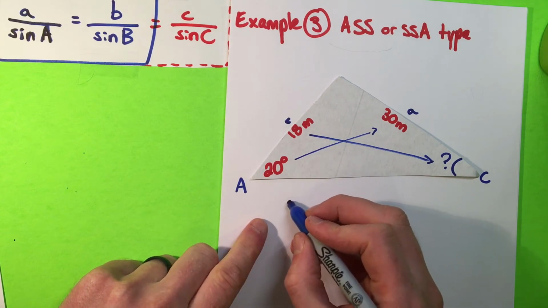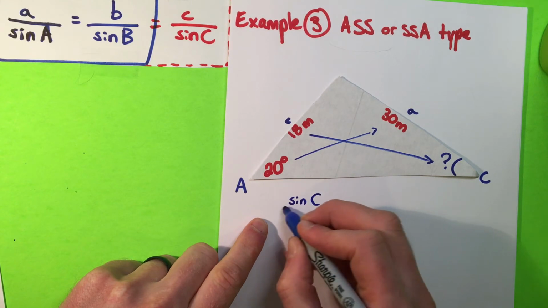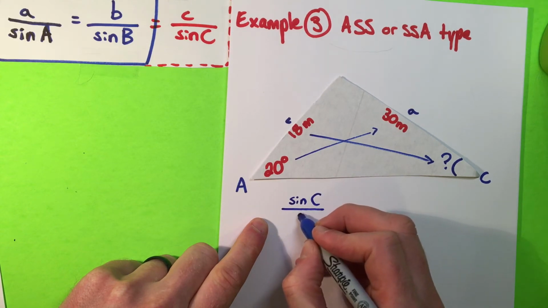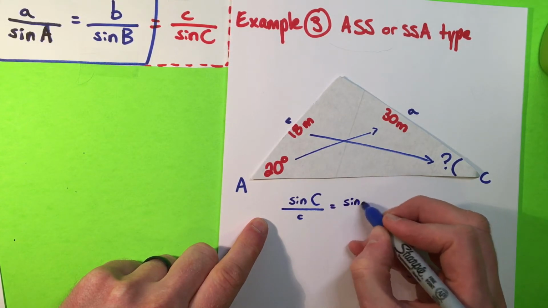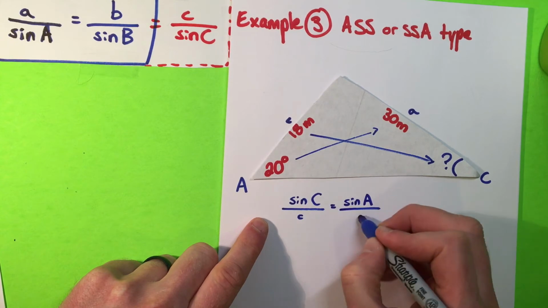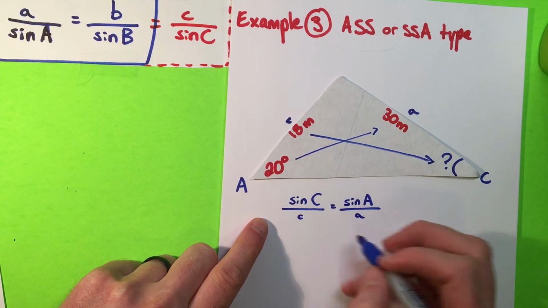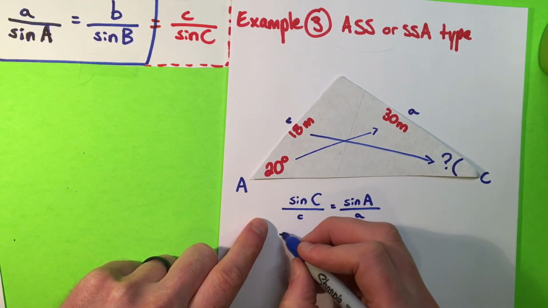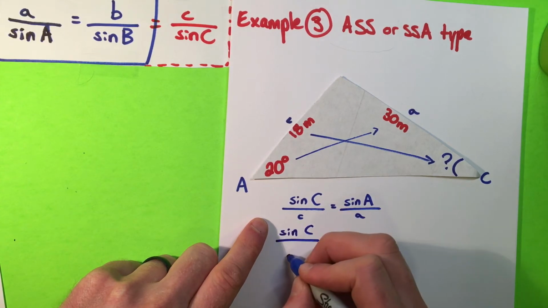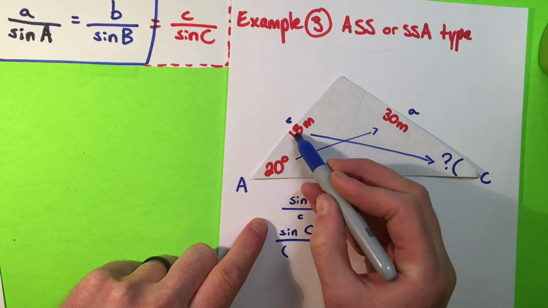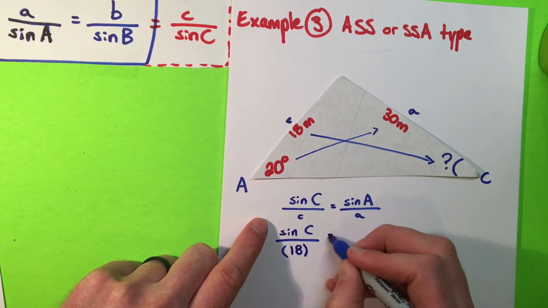I always write the thing I'm trying to solve for first. So this time, it's different because we're not going to write the sine law as a over sine a equals b over sine b, but we're going to write sine c over c. So this time we're going to flip the whole sine law so that your sine c is on the top. You're allowed to do that. You're allowed to flip fractions as long as you do it to both sides of the equation. So here we have sine big C over C is equal to sine big A over A.